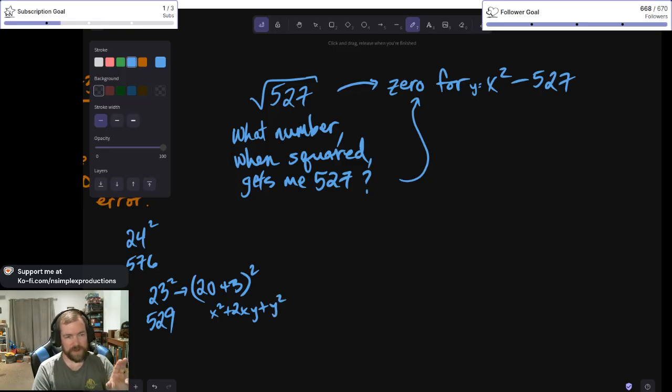So 20 squared gets you 400. 3 squared gets you 9. And then the middle ones are 20 by 3 is 60, doubled is 120. So 400, 120, and 9. Okay, so that's actually really close. 23 would be a reasonable approximation.